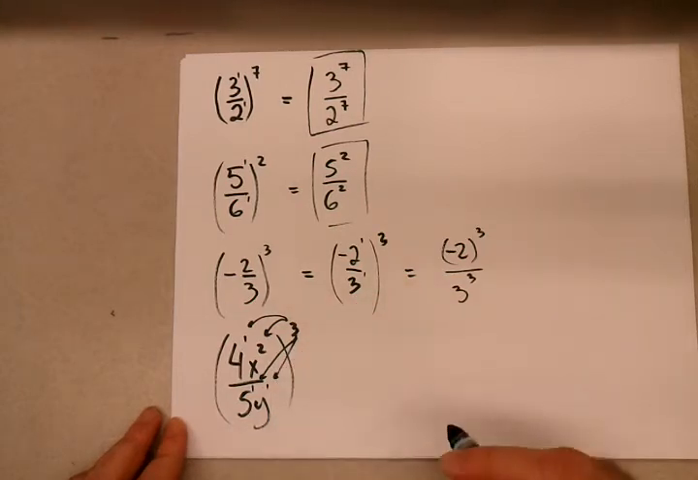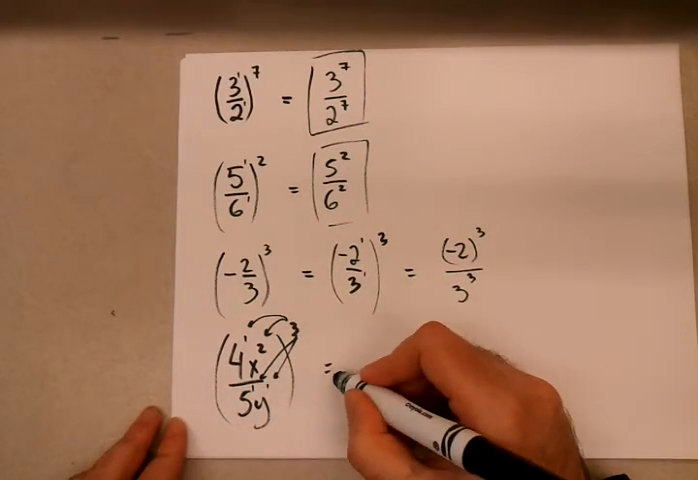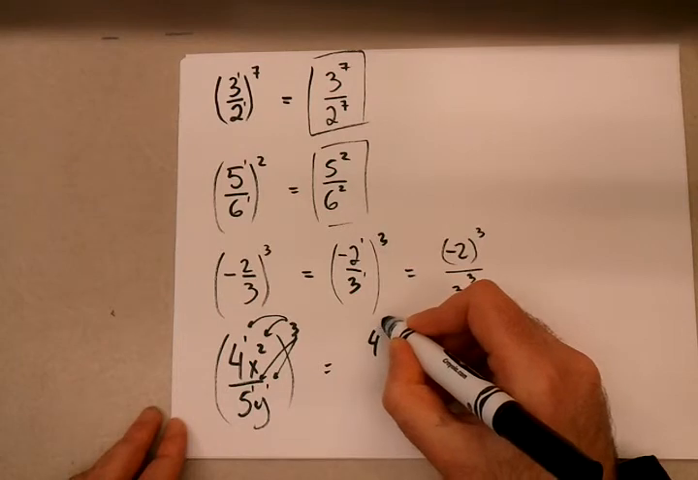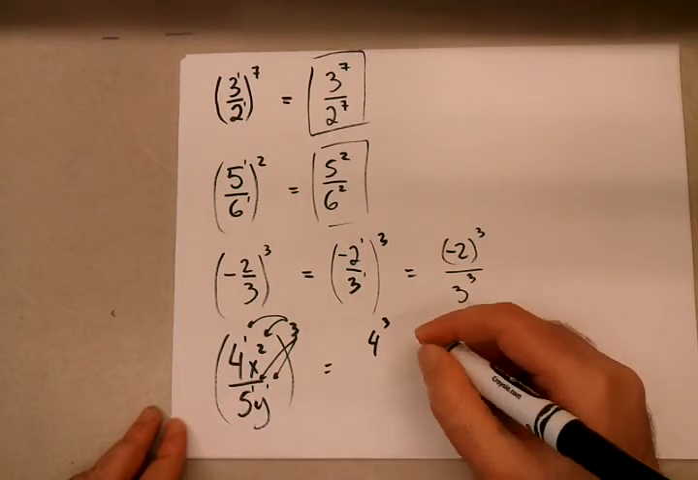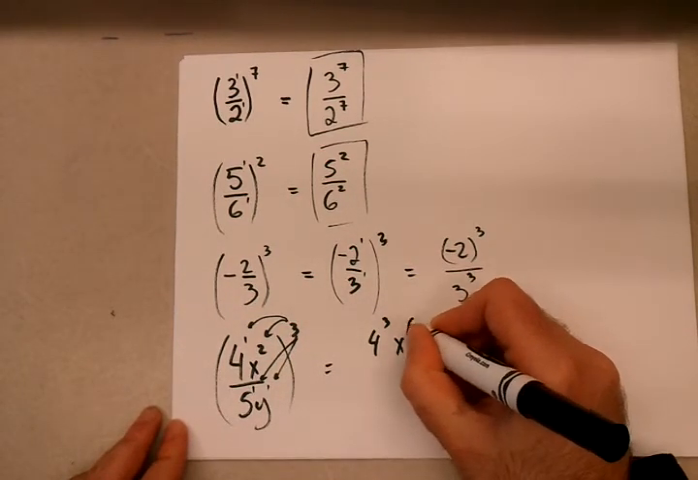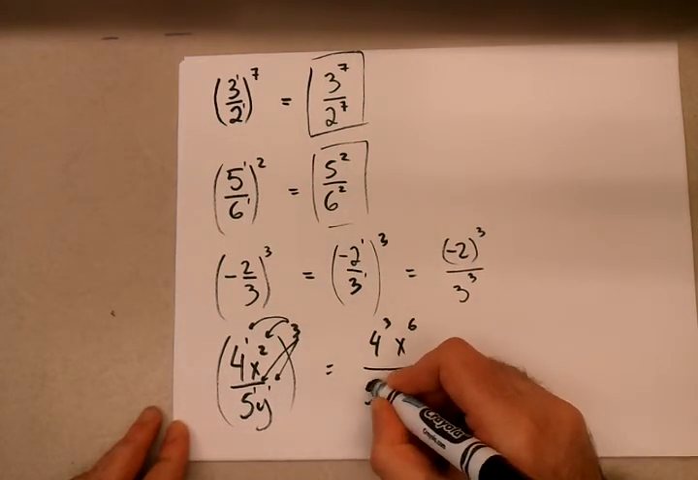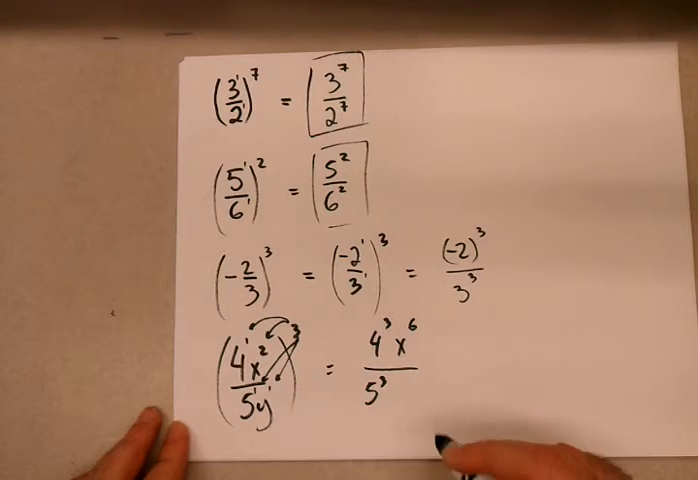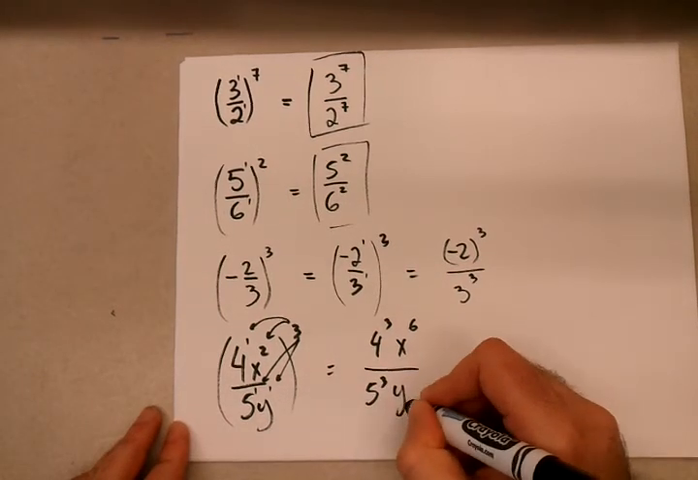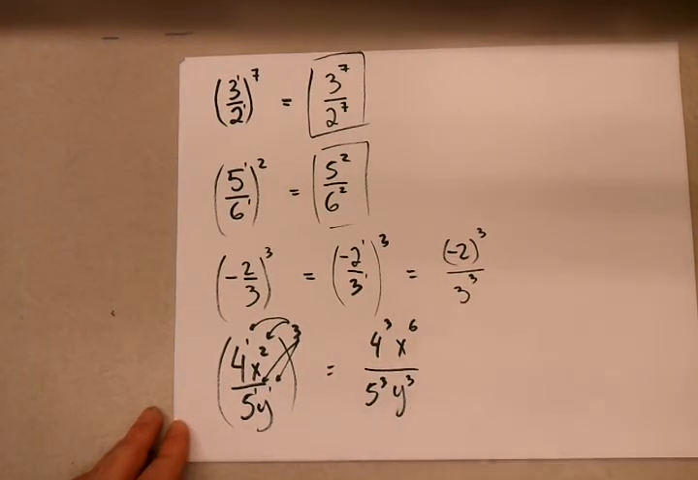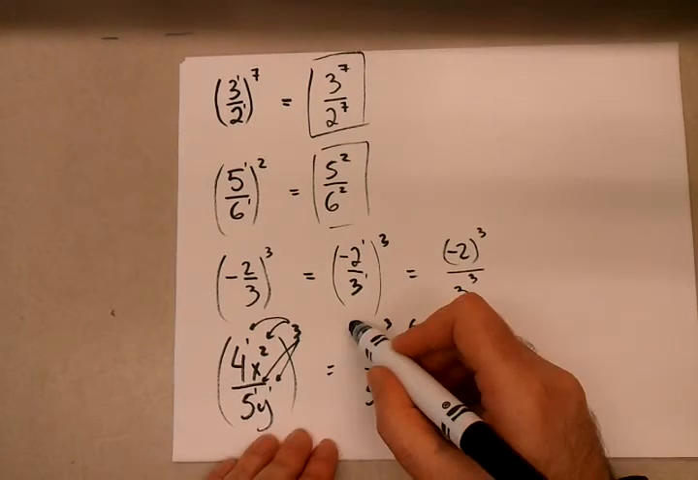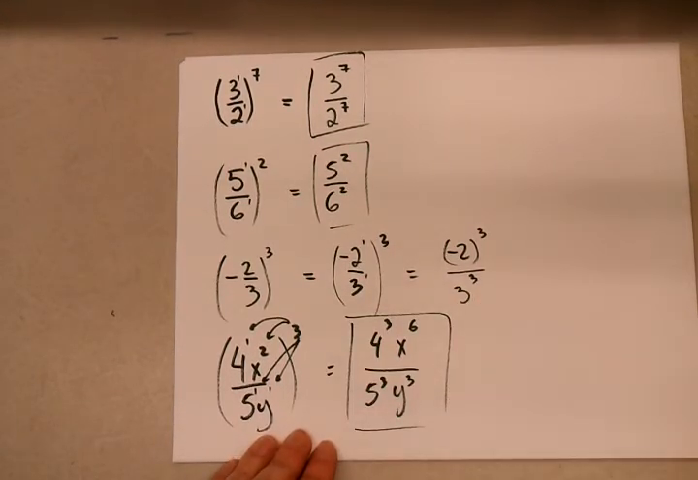So you have to distribute this to every single exponent that's internal. So you're going to get 4 to the third because 1 times 3 is 3. Then x to the sixth because 2 times 3 is 6, over 5 to the third because 1 times 3 is 3, and y to the third, again 1 times 3 is 3. And you're done. There's really not much else to do. Obviously you could have worked out the 4 cubed and the 5 cubed, but you're not asked to do this.